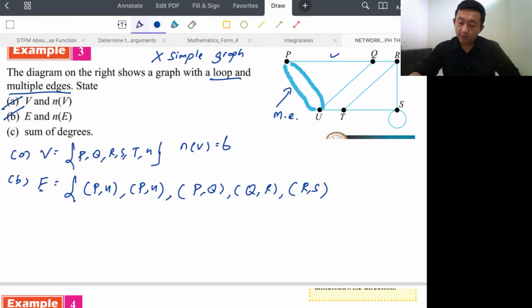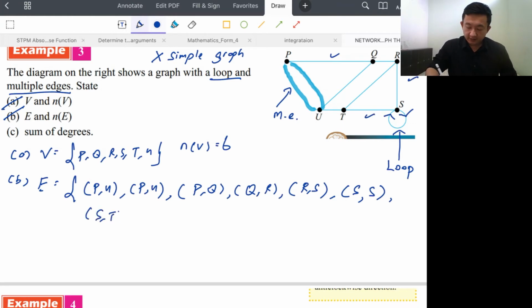RS, oh, you have a little problem. Do you observe that there is a circle here? When you have a circle here, this is what we call a loop. Okay, so how do you name this edge, the loop? Imagine going out from S and going into S. You call this SS. Okay, so RS, SS, and then followed by ST.